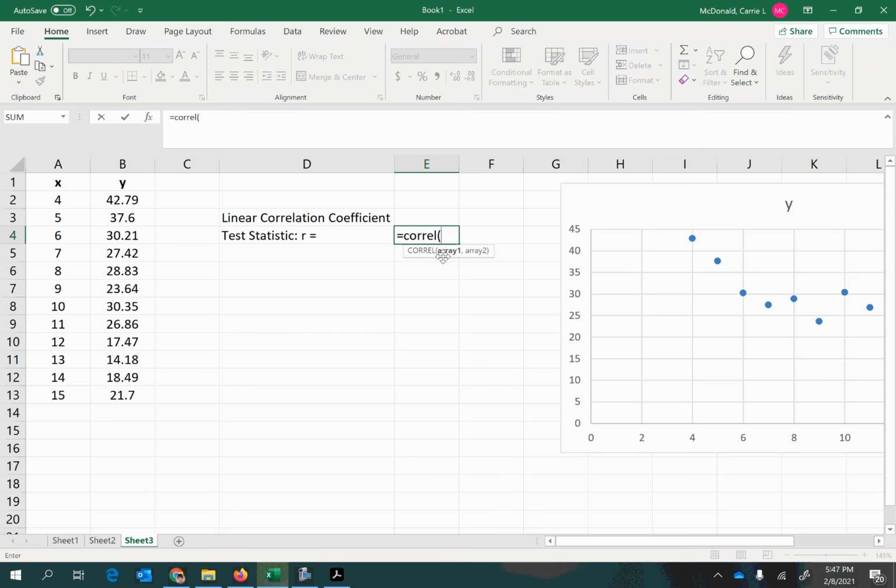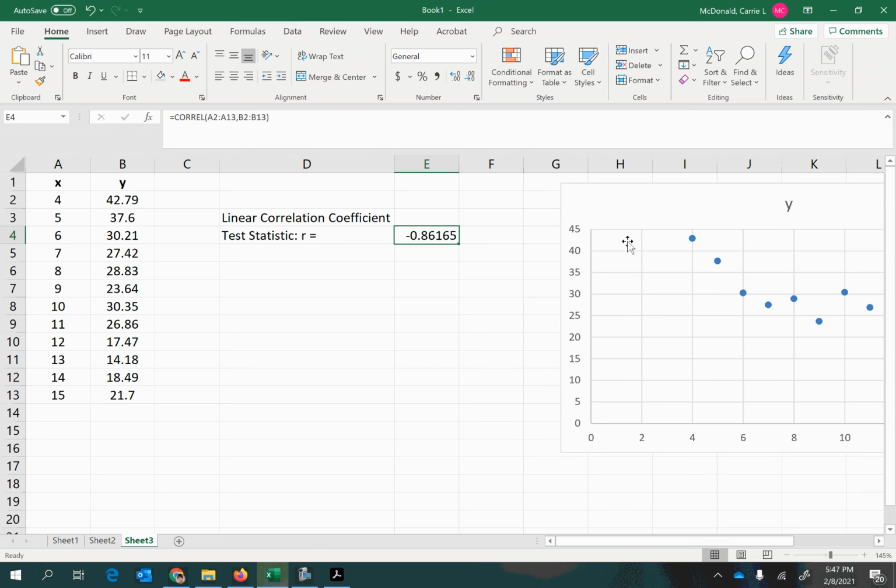And then you must feed the formula, and it asks for certain things. First, it wants array 1, that would be all your x values, then comma, array 2, and that would be all your y values. Then you can press enter, and look at that. We have a 0.862 correlation coefficient on our data.